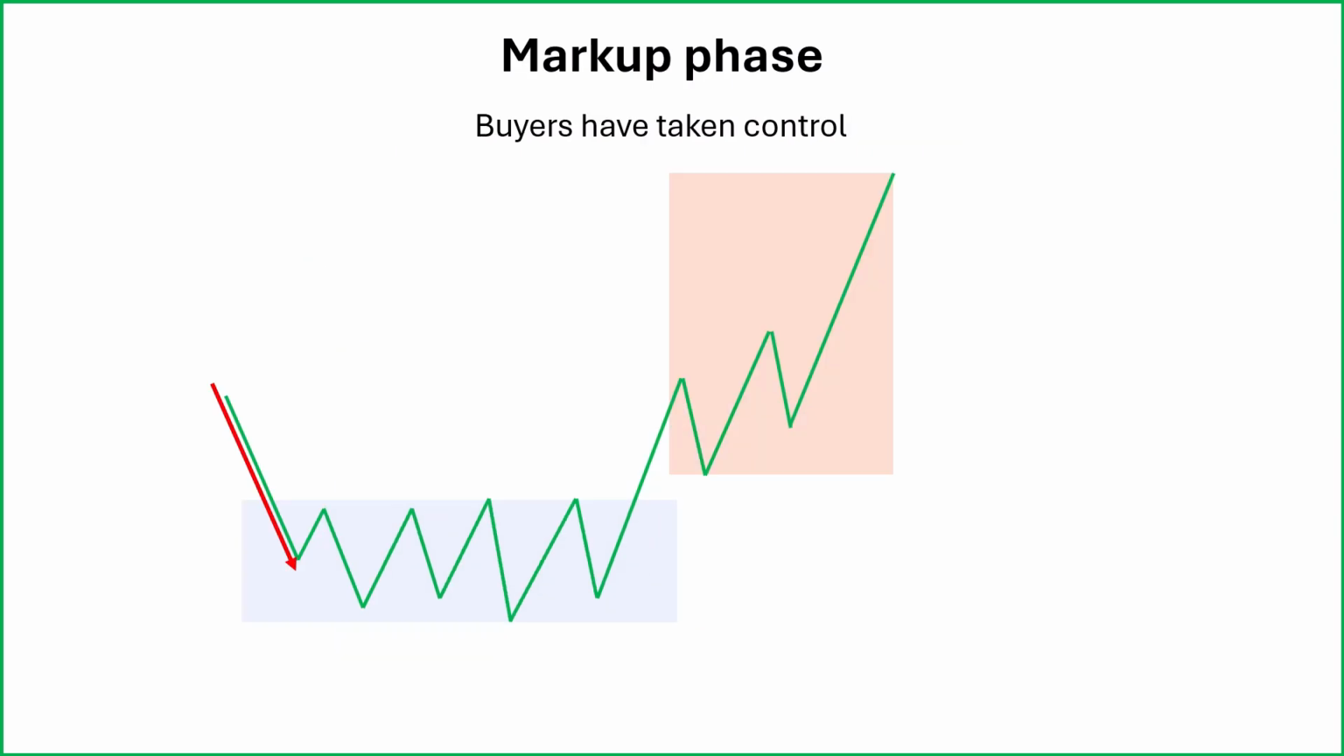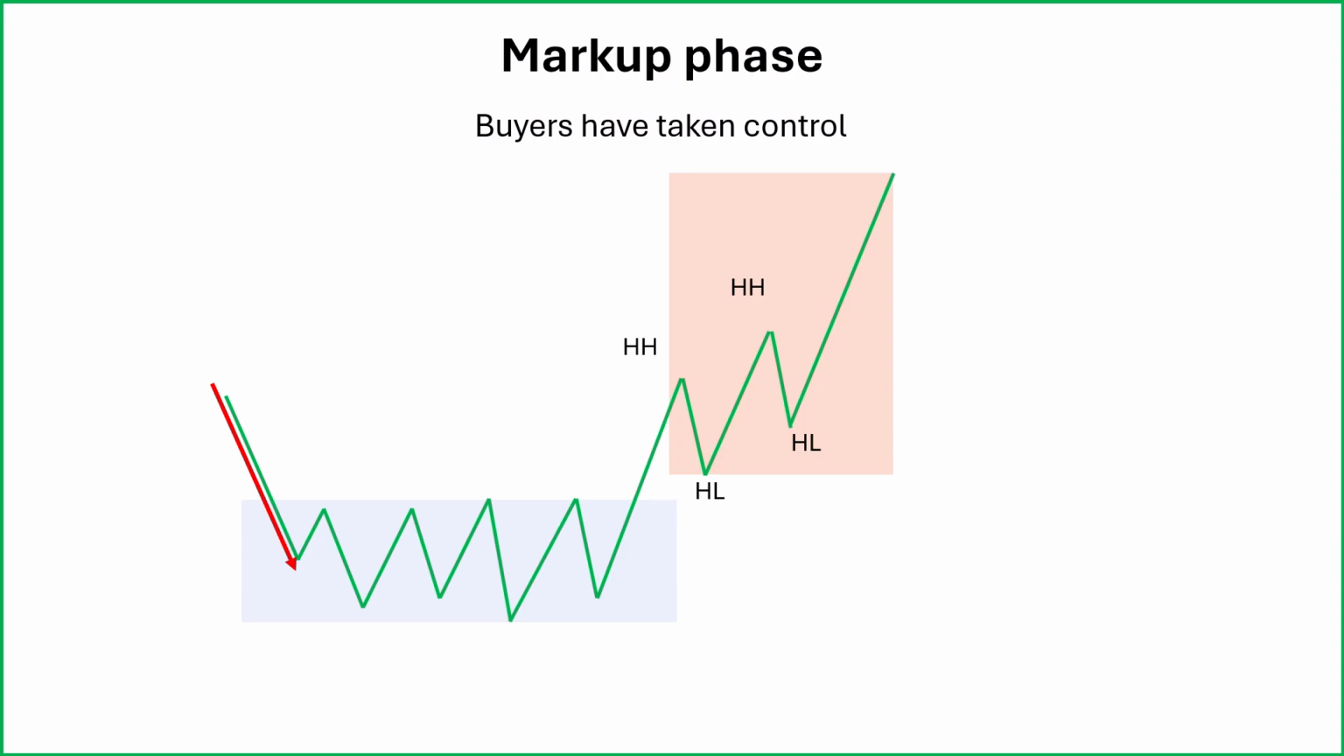Now, once the smart money has built their positions, we move into the markup phase. This is when the price breaks out of that sideways range and starts trending upward. Buyers have taken control. Demand is now greater than supply, and you'll see higher highs and higher lows forming, classic uptrend behavior. This is the part of the market that most retail traders love because it's obvious the price is rising. But here's the catch.